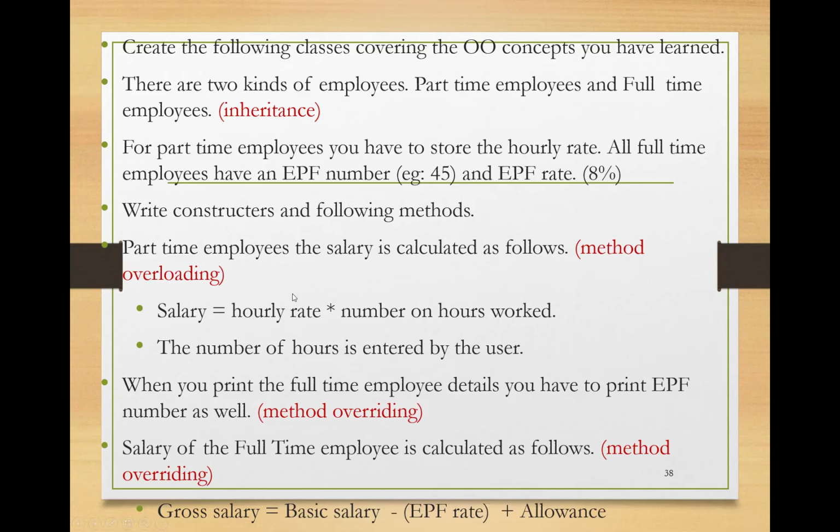This is overriding. Previously, you did the bonus calculation using overloaded methods. Now you have the employee class with part-time and full-time. Employee is the superclass, with part-time and full-time as subclasses, subtypes, and thereafter you can do the calculations using overriding. You can do it and send it to me via chat.